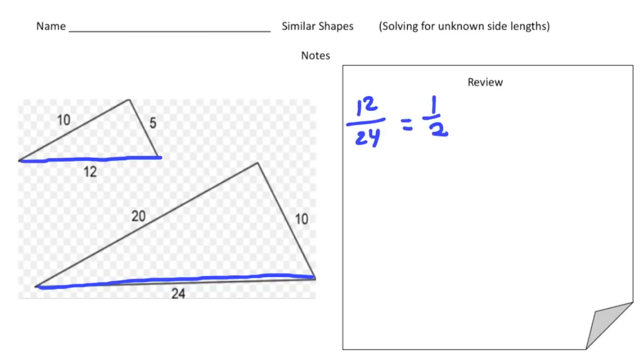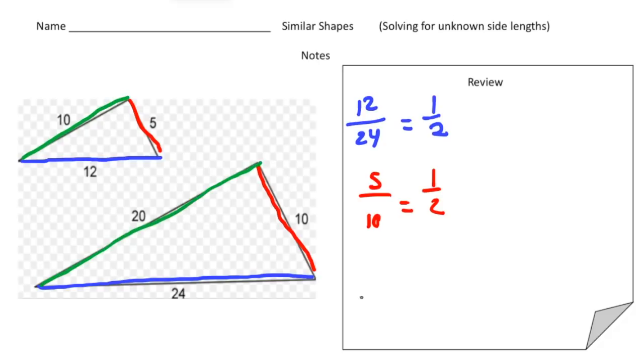Now I'm going to use a different color for another side. This side here, 5, corresponds with the 10 over here, and 5 to 10 also reduces down to 1/2. Then I'm going to take a third color, green, and this side here, 10, corresponds with this side here, 20. And guess what? 10 over 20 also reduces down to 1/2. Because each one of these ratios is the same, 1/2, we know that the shapes are similar.